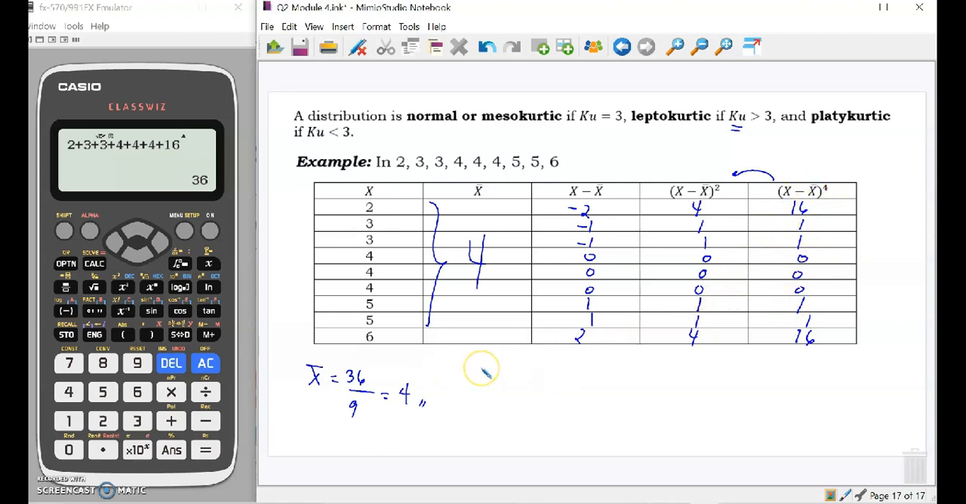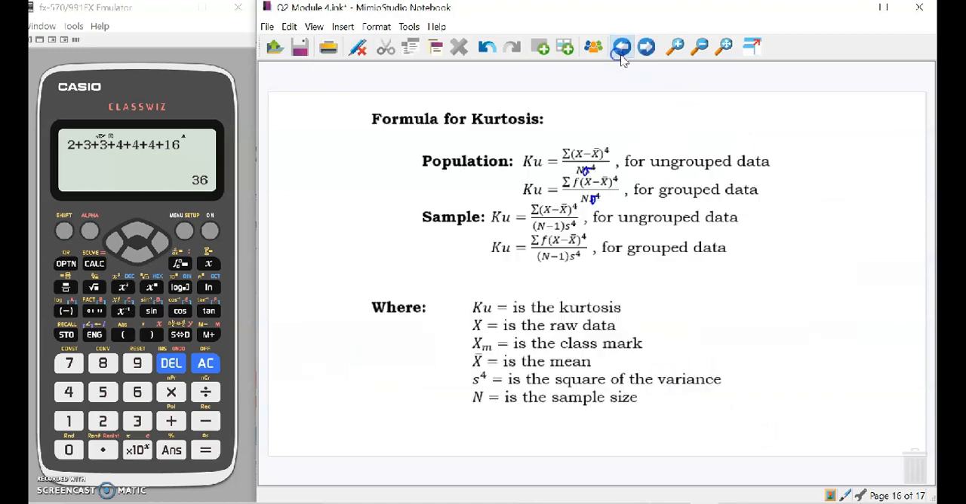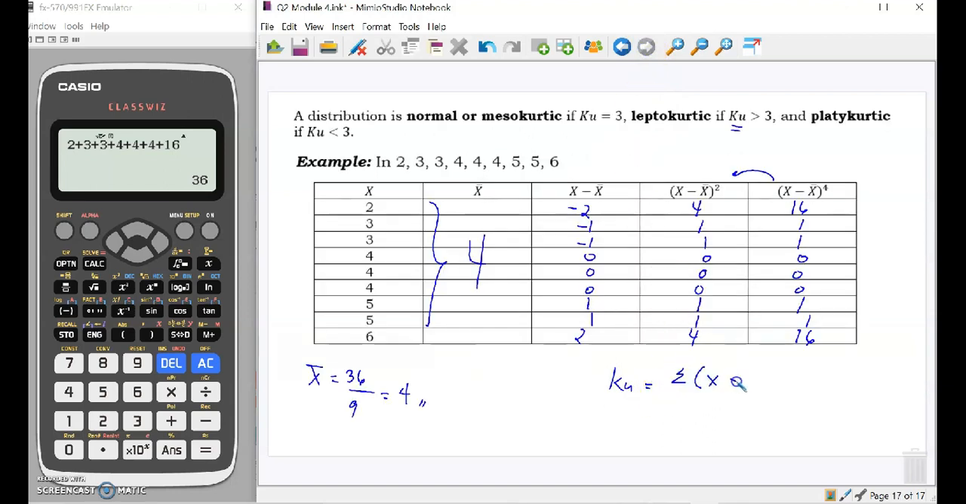We need also the standard deviation. Okay, remember, the formula for kurtosis is equal to, let's recall, since this is ungrouped data, and let's use the population. We get this. Okay, the summation of the fourth power of the difference of the score minus the mean divided by n times the standard deviation to the fourth. Okay, so we have that.